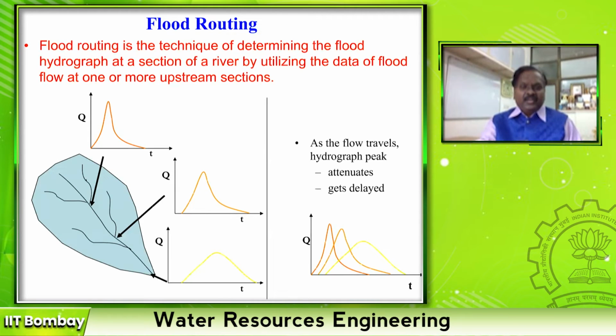Thus, now it is very clear, right? You can see that flood routing is the technique of determining the flood hydrograph at a section of a river by utilizing the data of flood flow at one or more upstream conditions. For example, I have two sections, right? A, B, C. Here at A, this is my flood, and at B, this is my flood, and at C, this is my flood. But how to transfer this shape of hydrograph to this shape and this shape to this shape, right?